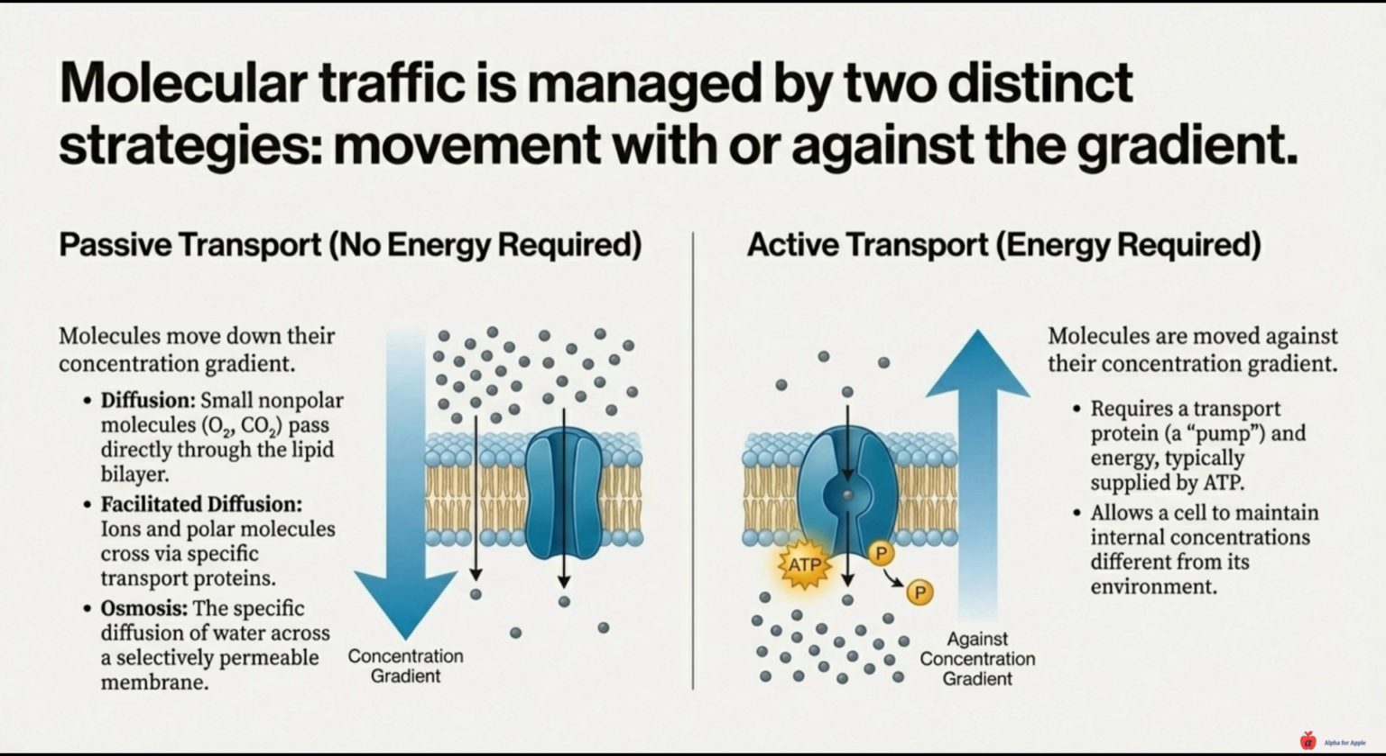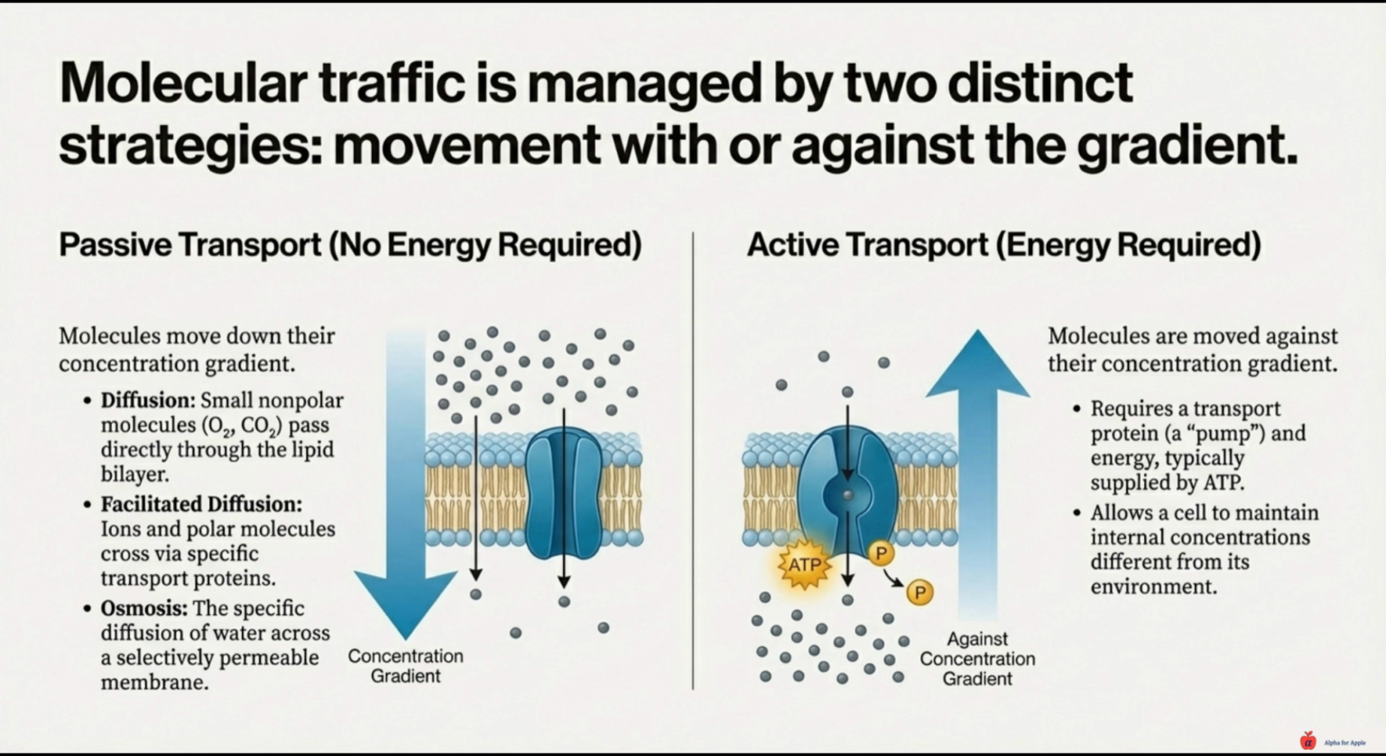Because O2 and CO2 are small and nonpolar, they can just sneak right through the lipid bilayer. But most things the cell needs, like glucose, ions, amino acids, are either too big or too polar to do that. For those, the cell uses something called facilitated diffusion. They still move passively down the gradient, but they need help. They require a specific channel or a carrier protein in the membrane to get across.